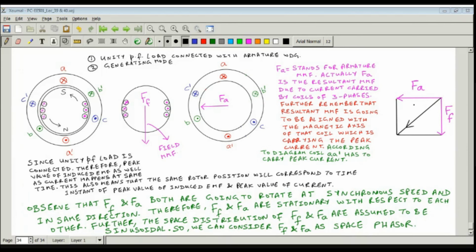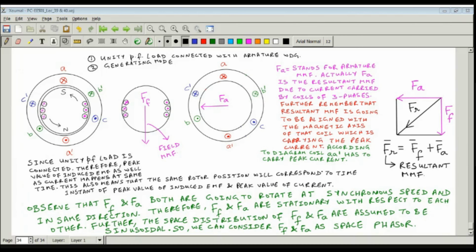So what is this resultant MMF? Let us write this as FR. So what can we write here? That FR as a phasor is equal to the phasor sum of FF plus FA. So FR is known as the resultant MMF.